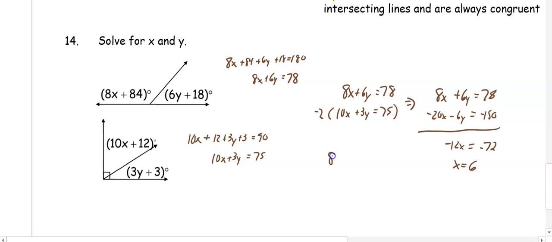And then we're going to substitute. So 8 times 6 plus 6y equals 78. 48 plus 6y equals 78. We can subtract 48. So 6y equals 30. When we divide, y is 5. So our ordered pair would be 6, 5.